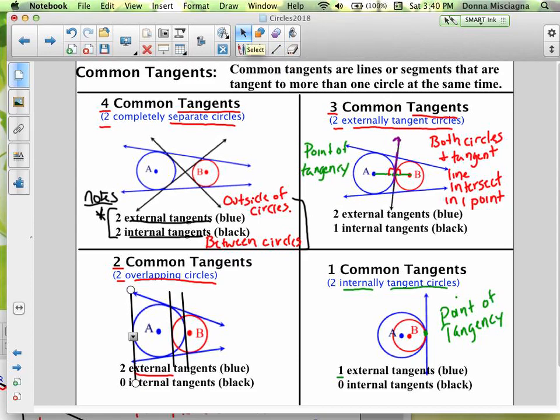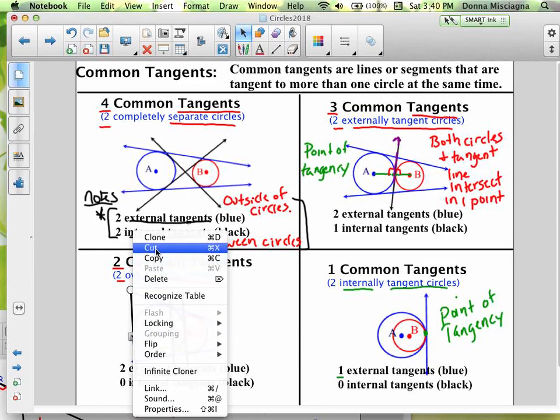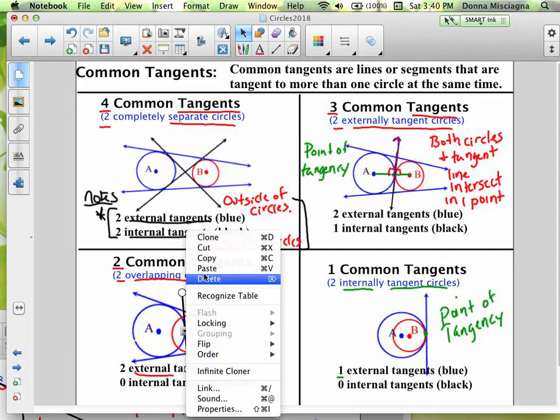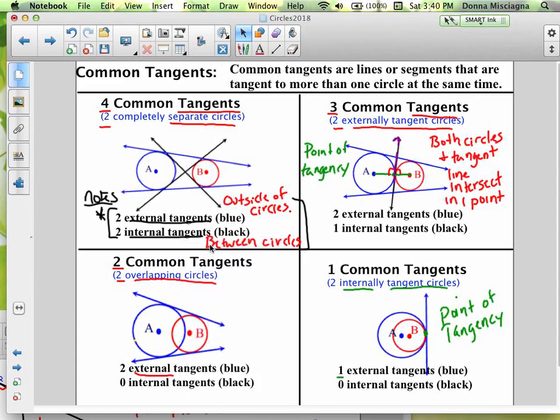All right, so I'm going to get rid of all these lines. Let's try it with the mouse. See if we can get rid of those. And cut. Because I don't want to confuse you. These are not tangents. They're tangent to one circle or the other, but not both. And cut. There we go. And cut, they're gone. So we just had the 2 external tangents and no internal tangents.